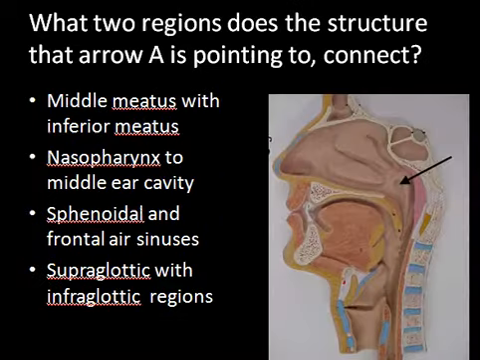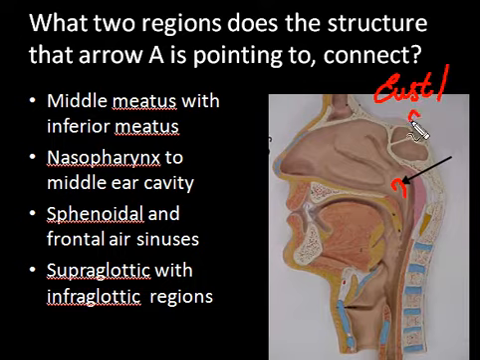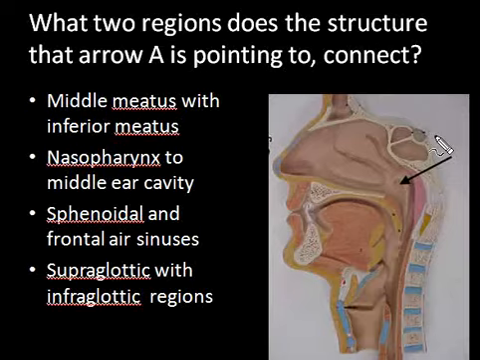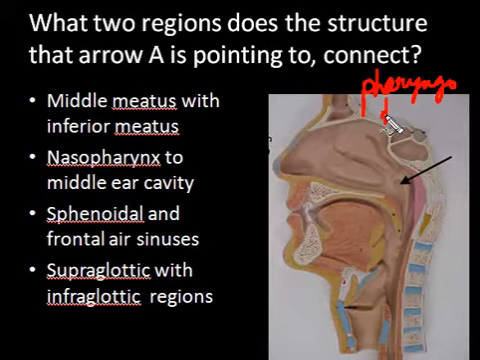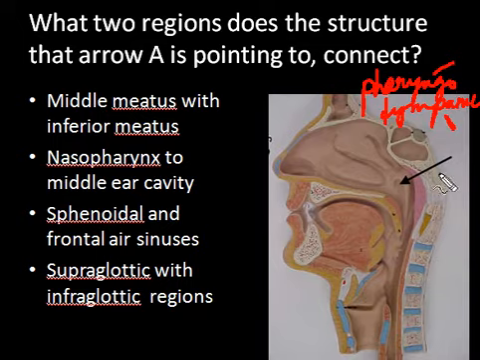Let's look at the next question, which asks you, which two regions does the structure that arrow A is pointing to connect? So first you have to obviously identify what this structure is, and if you look at it, it's this. It's an opening that arrow A is pointing to, and it is the opening of the eustachian, or also known as auditory tube, or another way to remember it is it's often called the pharyngotympanic tube. So pharyngotympanic tube, which means it connects, if you remember it this way, it is easy. It connects the pharynx to the tympanum. The tympanum is the middle ear cavity.